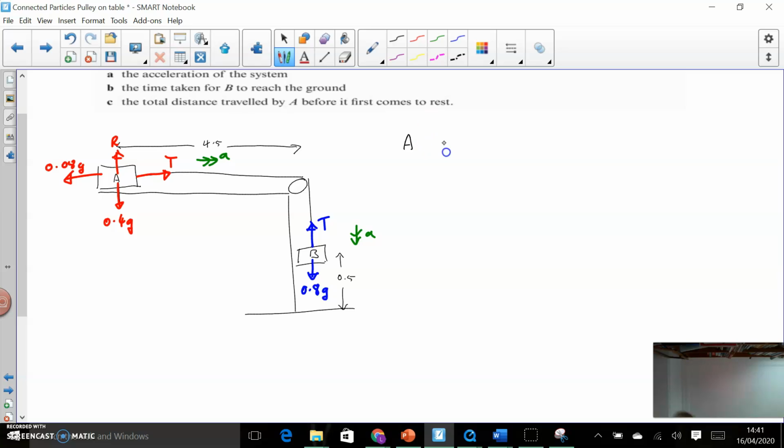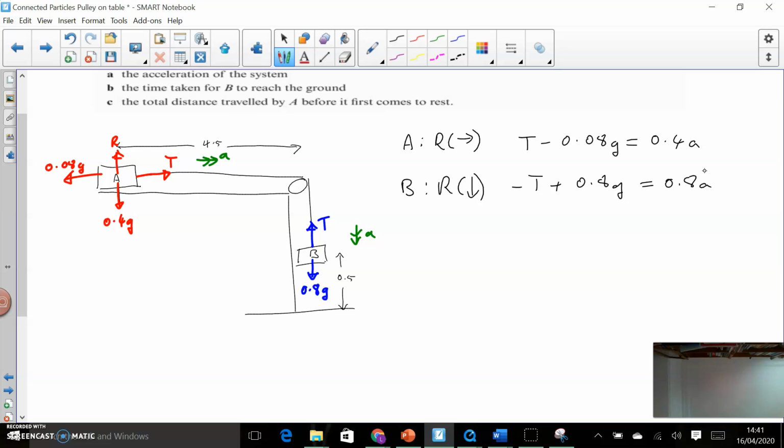horizontally. So for A, resolving horizontally, we have T minus 0.08g equals m, which is 0.4, A. And then for B, resolving vertically, and we'll go down in the direction of the acceleration, we'll have minus T plus 0.8g equals m, which is 0.8, A. So two equations in A and T, 1 and 2, and then we will solve those simultaneously for A.